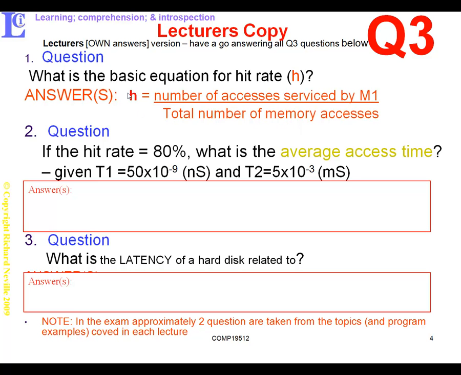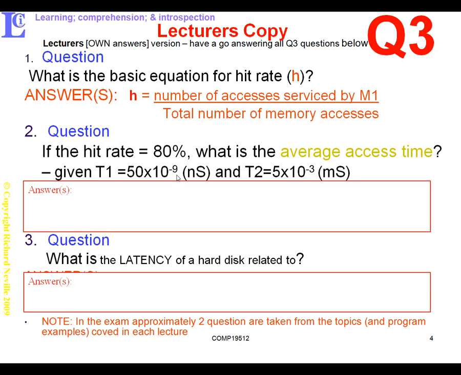So now if we move on and use this hit rate H, so here's the hit rate in a percentage figure, 80%. What can we do with that? Well, one of the things we can do with the hit rate and the access times for T1 and T2 is calculate the average access time. So let's read out the question now then. If the hit rate is equal to 80%, what is the average access time? And then we're given the two access times for the primary and secondary memory, M1 and M2, which are T1 50 nanoseconds, 10 to the minus 9, and T2 5 milliseconds, 10 to the minus 3.